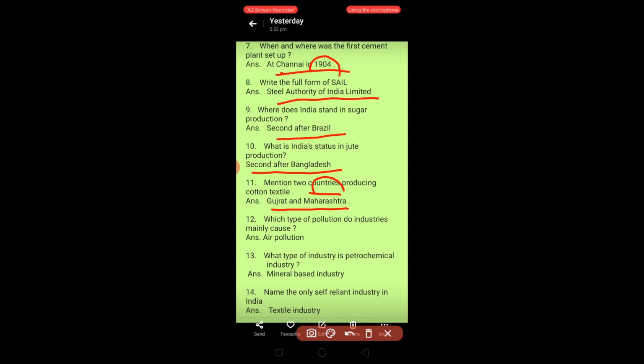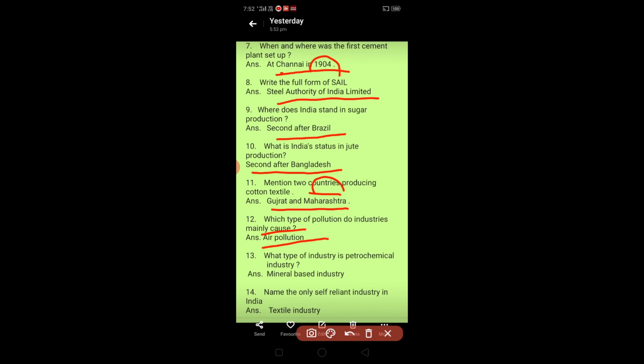Which type of pollution do industries mainly cause? Industries cause many types of pollution, but air pollution is the most important and dangerous one.